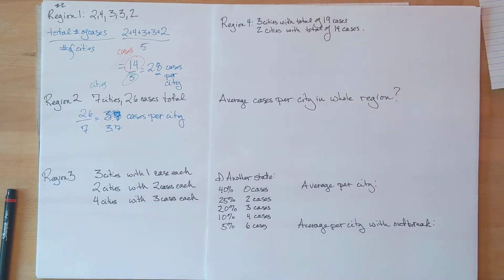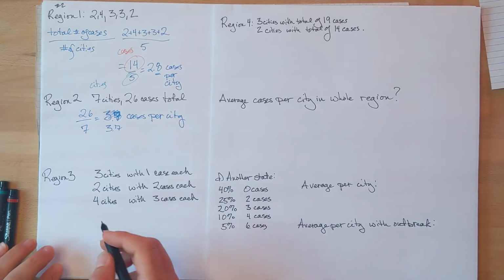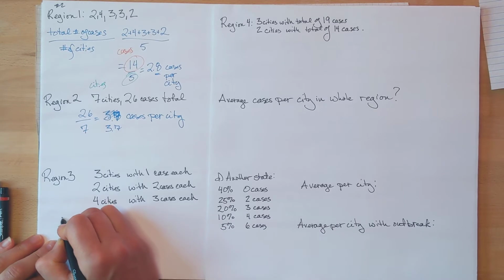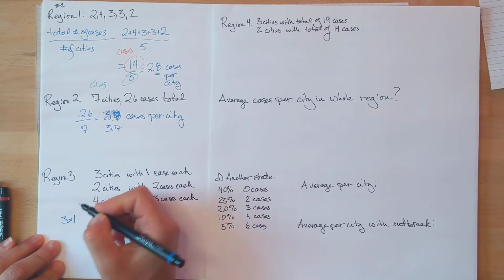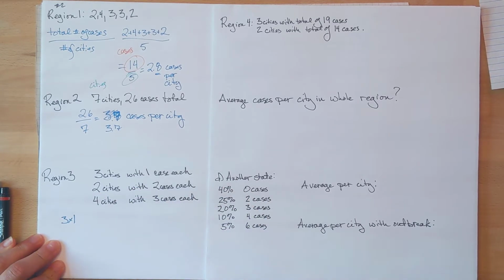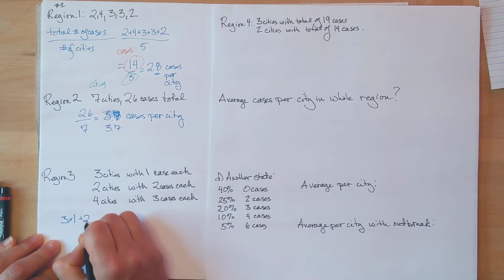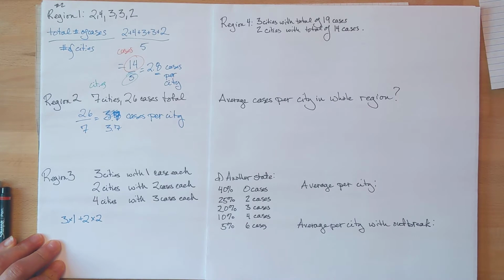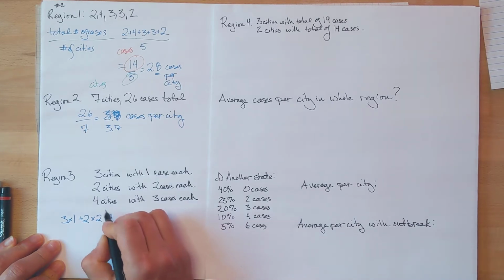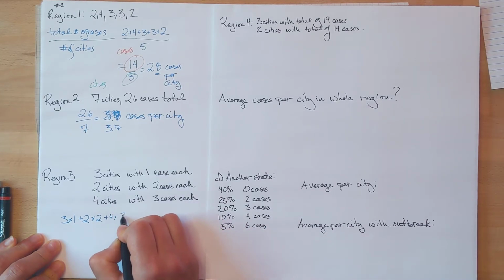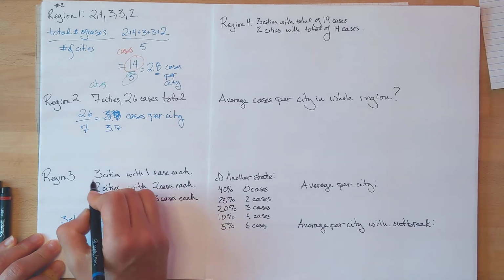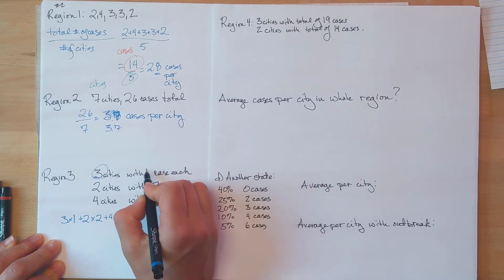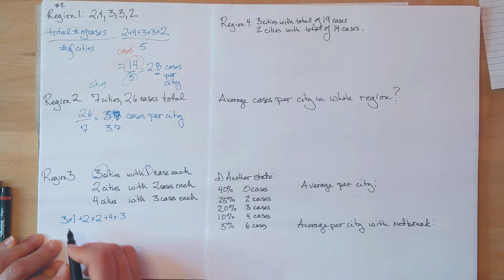The third one, I've got to do a little bit more work to figure out the total number of cases. I have 3 cities, and each one of those cities has 1 case. So those 3 cities are responsible for 1 case each, 3 cases total. 2 cities with a total of 2 cases each, so I get 4 cases from those 2 cities put together, and 4 cities with a total of 3 cases each. So I'm taking the number of cities and multiplying by the number of cases in each city.